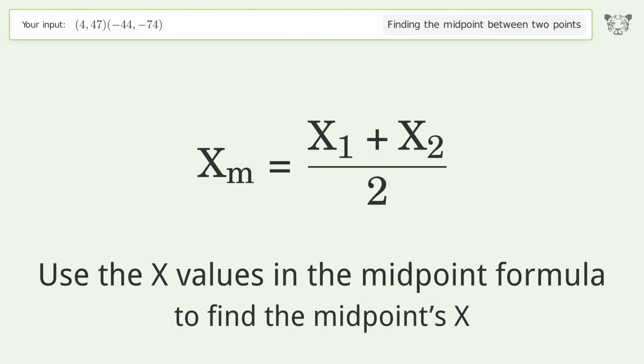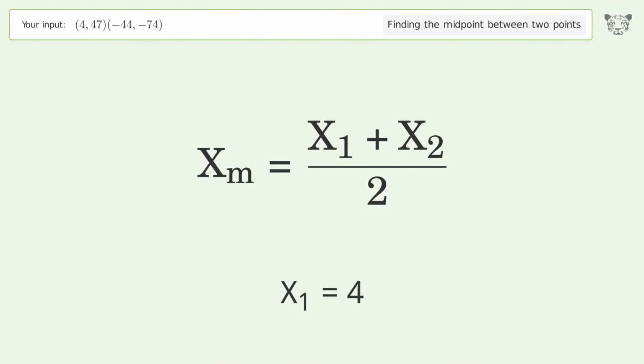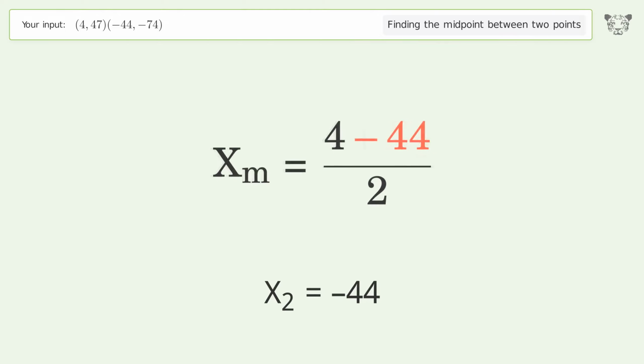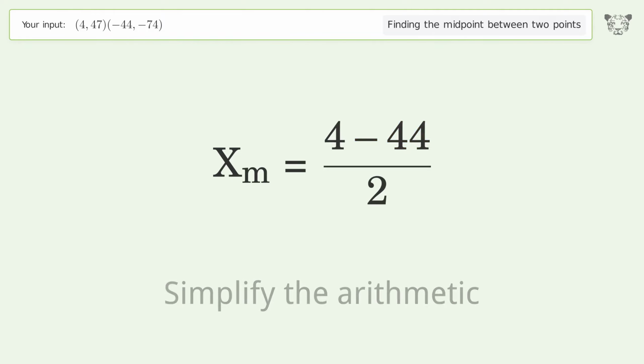Use the x values in the midpoint formula to find the midpoint's x. x1 equals 4. x2 equals -44. Simplify the arithmetic.